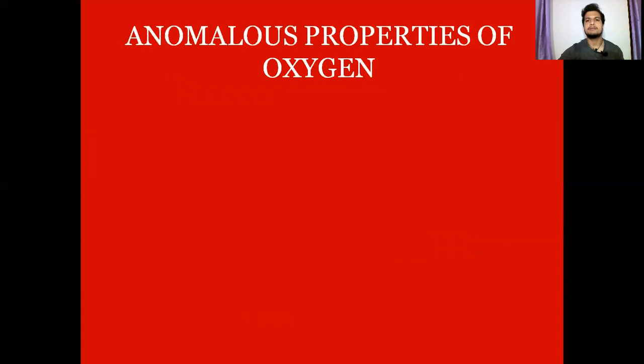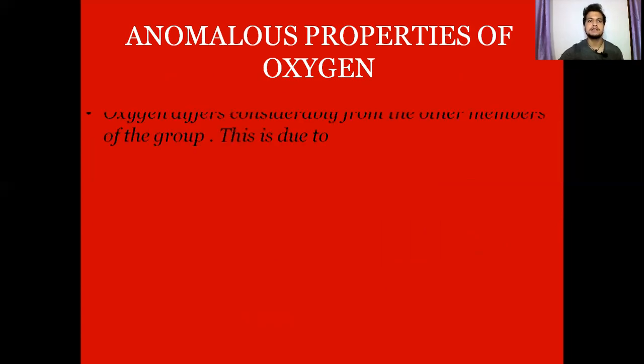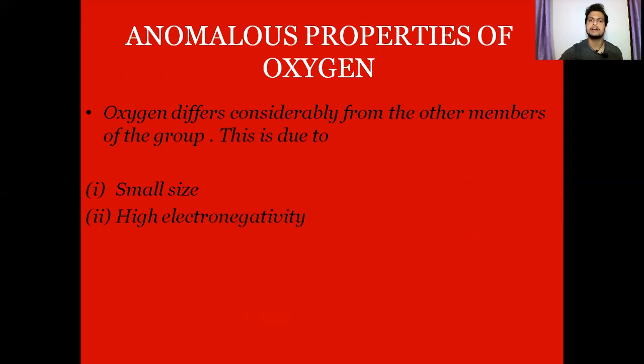Now coming to the anomalous properties of oxygen. As we have discussed in our previous videos, the first element of any group always shows anomalous properties. We have seen that in nitrogen also. The reason oxygen is very different from the other members of the group is its small size. Oxygen is very small, because of which it has very high electronegativity and very high ionization enthalpy.